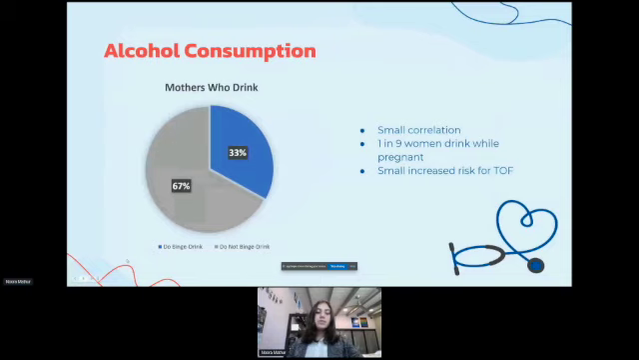Alcohol consumption was the final environmental insult I explored, which has a small correlation to congenital heart defects. 1 in 9 pregnant women consume alcohol, and of that, 1/3 of them participate in binge drinking. Binge drinking is defined as consuming 4 or more drinks on one occasion. Research has indicated that there is a small increase in risk for the development of tetralogy of Fallot due to alcohol consumption during the periconceptional period, which is 3 months before pregnancy through the first trimester, as mentioned earlier.